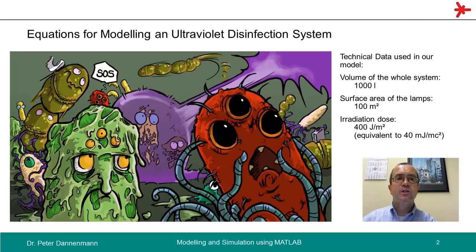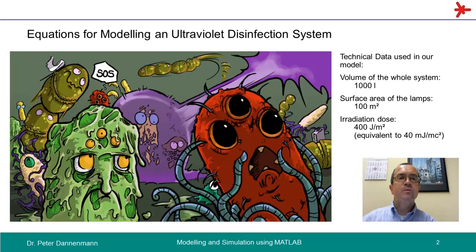The disinfection system is built up of a number of ultraviolet lamps that are arranged in a container in a way that they have a maximum possible surface. The water is directed over these lamps and exposed to the radiation.